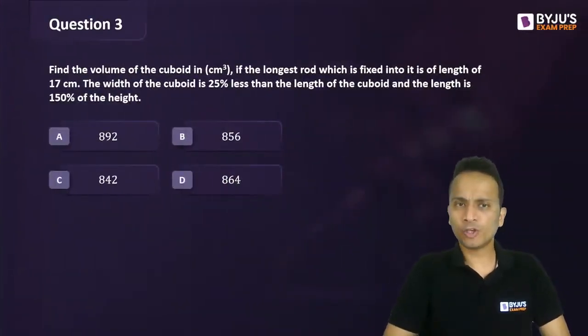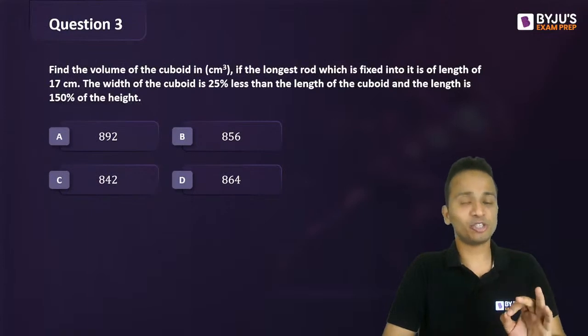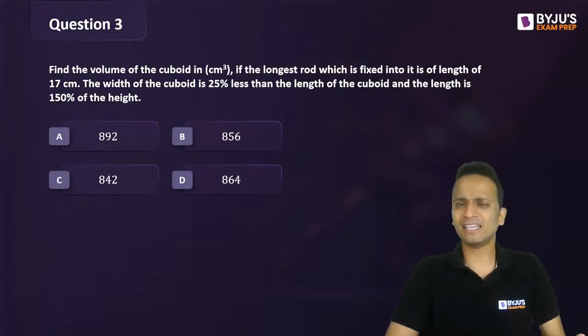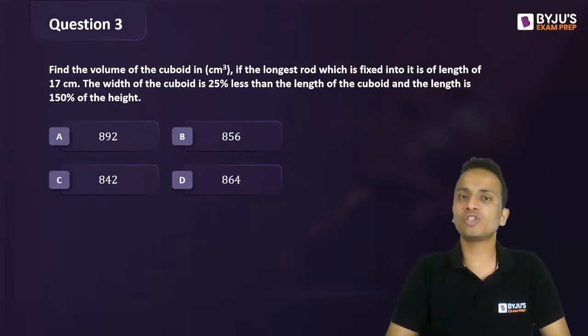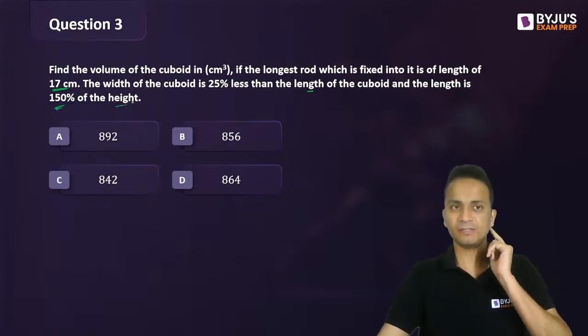Find the volume of the cuboid. Interesting question. थोड़ा सा tough है. ठीक है, मैंने जान के इसको tough बनाया है. Find the volume of the cuboid if the longest rod which can be fixed into it is of length 17 centimeter. The width of the cuboid is 25% less than the length, and length is 150% of the height.